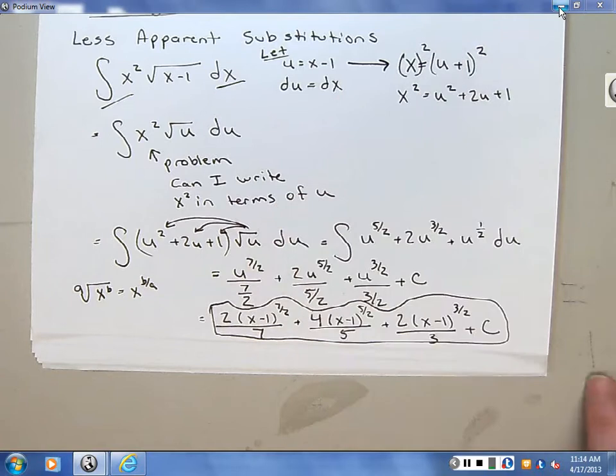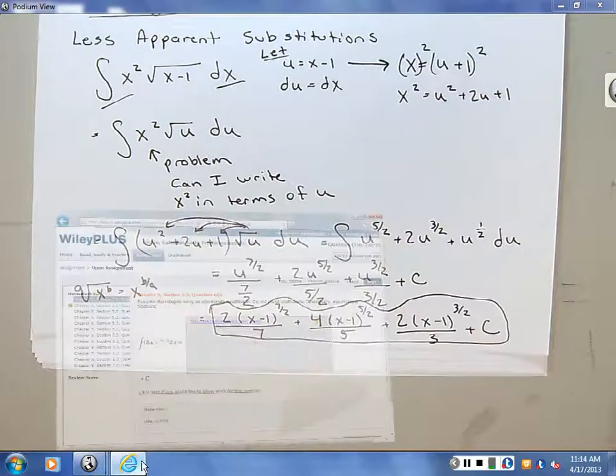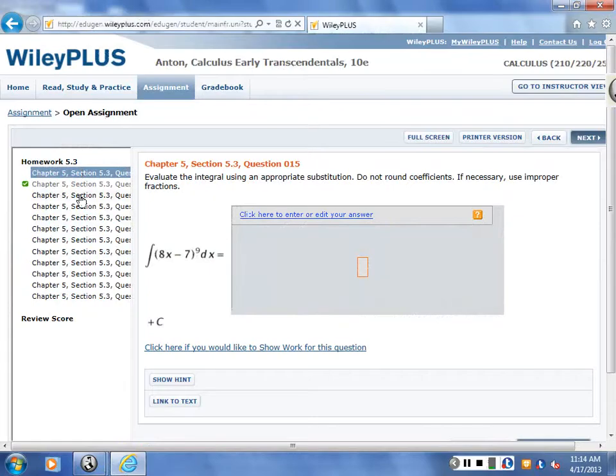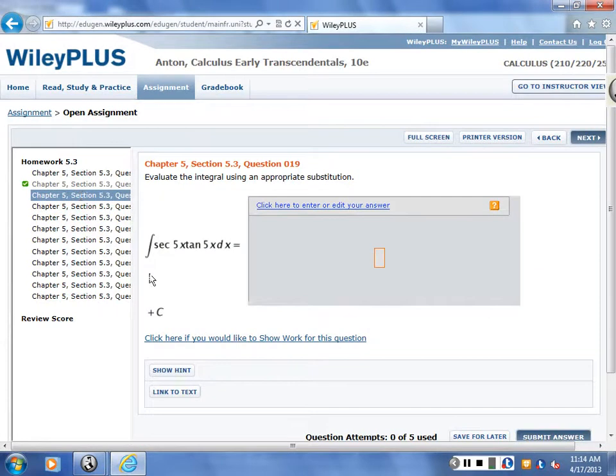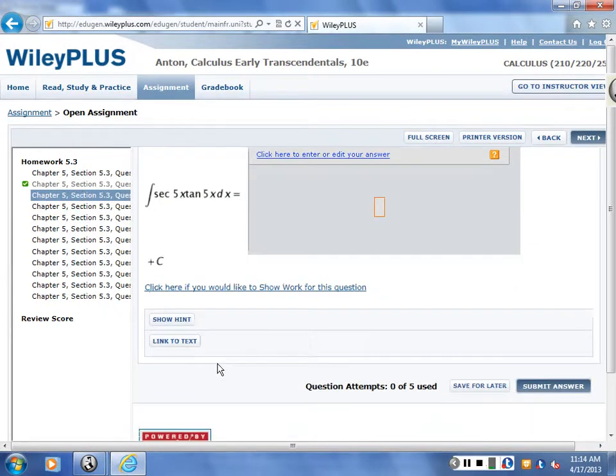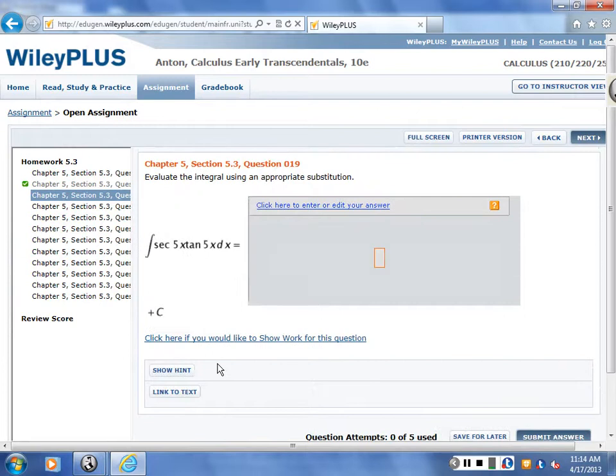Yeah, so let's look at some that are on Wiley. This one's straightforward. This one is semi-straightforward, except for the fact that if you pick your u, your du cancels everything and you're left with 1. But the integral of 1 is u, right? So let's write this one out. This is 5.3, number 19.